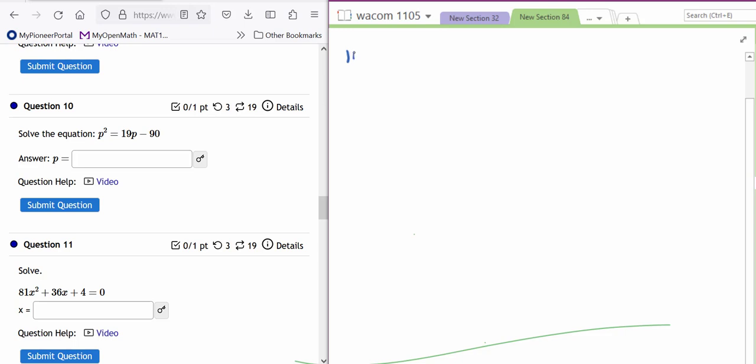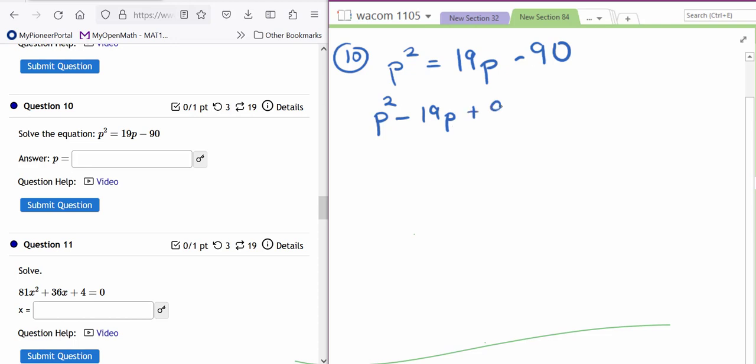So number 10, we have p squared equals 19p minus 90, right? It is an equation, it has the equals. We have an exponent of 2, so it is this new kind. You need to get everything on one side, 0 on the other side. You want to keep a positive square term, so move them to the left, even though you have to move 2 things. So I'm going to keep the p squared. I'm going to subtract 19p, and I have to add 90. That will give me 0.